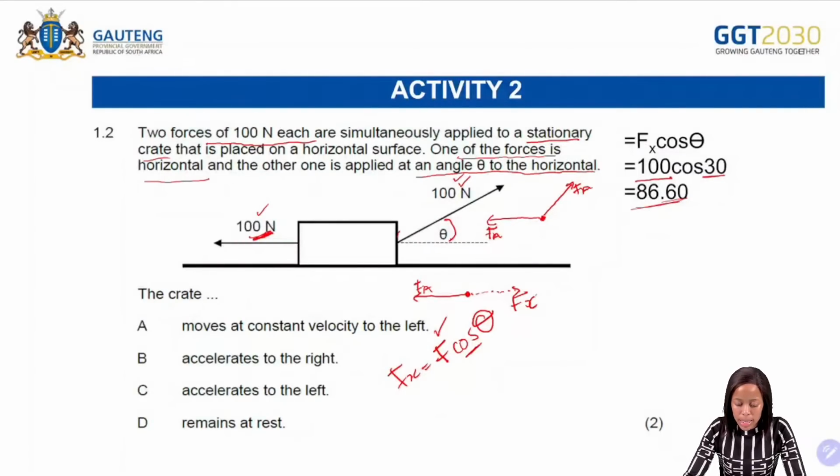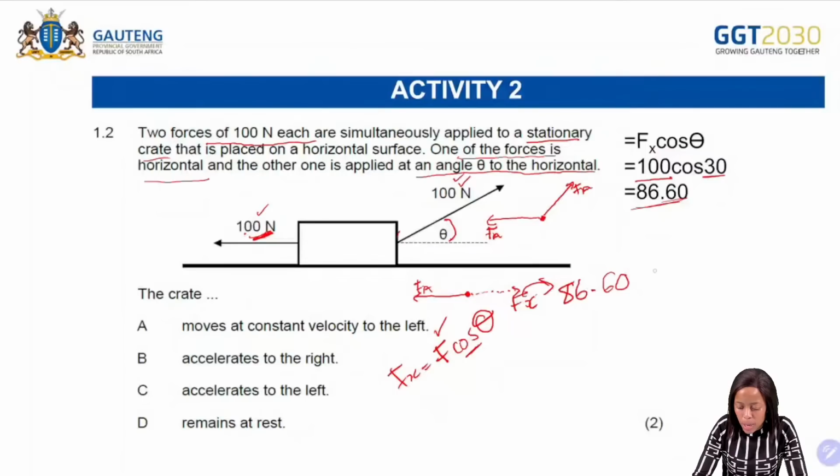So in this case, what are we saying? On the left-hand side we have 100 Newton, but the answer for the right-hand side is 86.60 Newton.